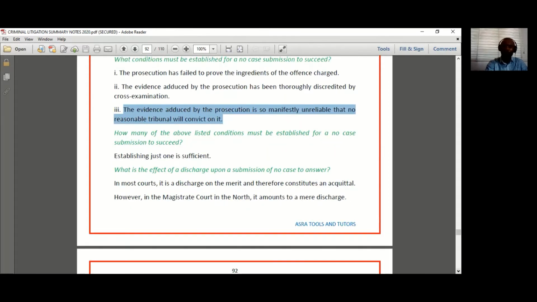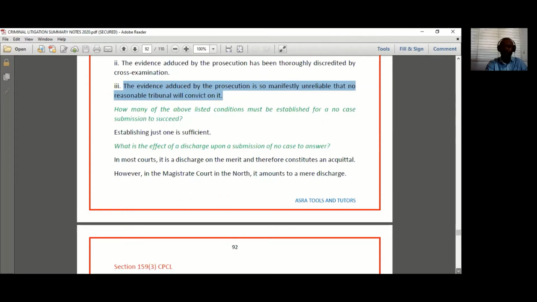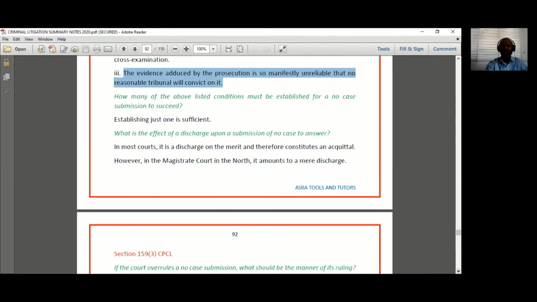Now, where a no-case submission succeeds, the effect it would have on the trial is that it would lead to a discharge. But this is a discharge on the merits, and therefore it amounts to an acquittal. All right, it is a discharge, but it's a discharge on the merits of the case, and so it amounts to an acquittal, except in the magistrate court in the north, where it remains a mere discharge.